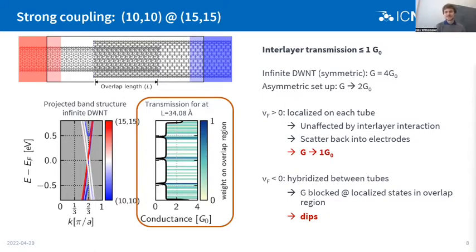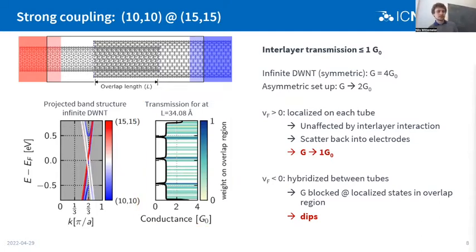That's already pretty nice. And how can we understand where this is coming from? Well, if we look at the band structure of this particular double wall carbon nanotube, we see that there are 4 bands. So had we just used the ideal infinite double wall carbon nanotube, we would get 4G0 as the conductance. But now we use this asymmetric transport setup. So that means that we reduce the transmission, because each of the electrodes only has 2 available channels. So the maximum transmission of this combined system is also 2G0.